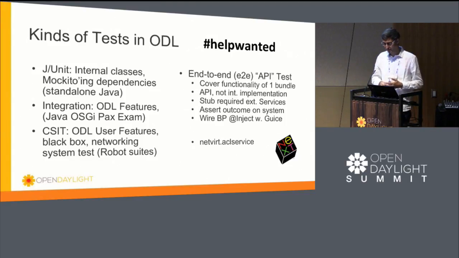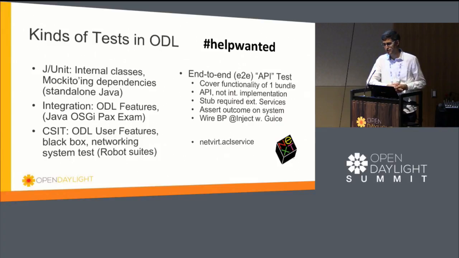The proposal of this session is basically to say we need a fourth type. The more the merrier, right? Joking. We have three kinds of tests already. I think we have space for a fourth type. The fourth type is what I'm tentatively calling end-to-end tests, or API tests. The idea of those would be that you test the functionality of one specific bundle. So you're writing your networking code in NetVirt, something or other, and you want to test that it really does functionally what it's supposed to do.